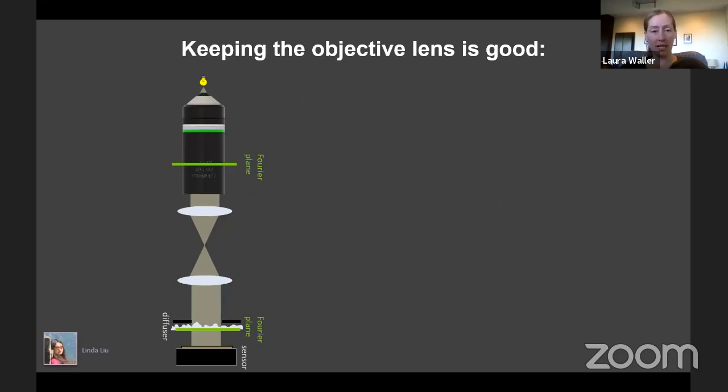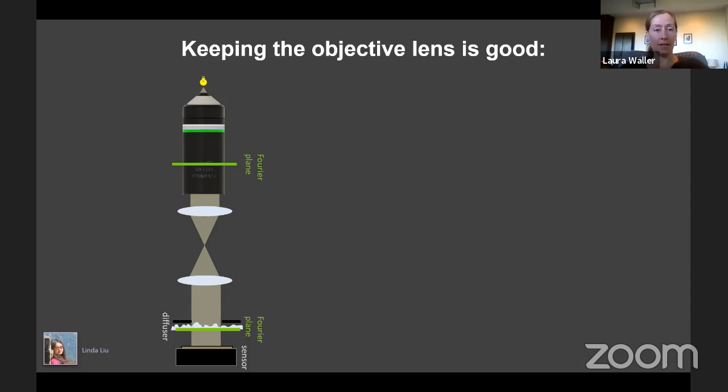The other change that we made, or other architecture that we did, was to look at putting the diffuser in the Fourier space of the microscope rather than in the real space. So forget about lensless imagers. If you want to do high resolution microscopy, you're probably going to have to go to putting an objective in there. There's a lot of reasons why it's useful to have this objective.